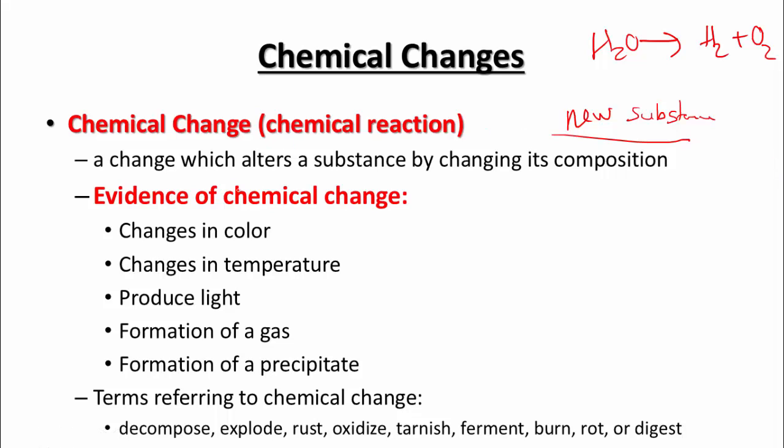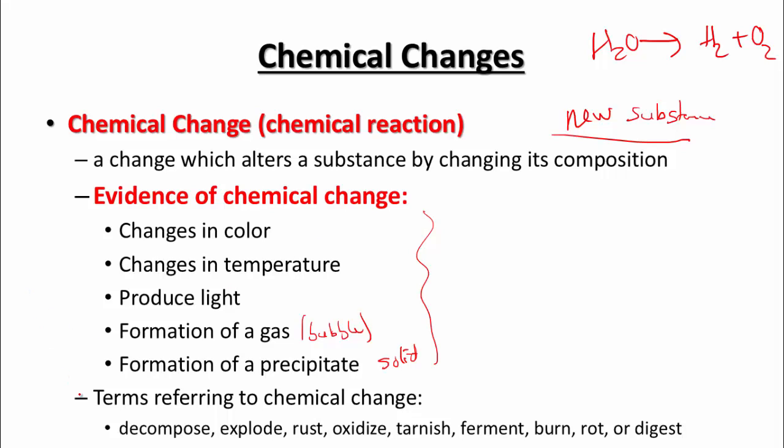Now there's some different pieces of evidence that a chemical change has occurred. If your substance changes color, it is probably a chemical change. If it changed temperature when the reaction happened, it was a chemical change. If light is produced, it was a chemical change. If a gas has been formed, and oftentimes you'll see this because bubbles are produced in a liquid, that's how you know a gas is being formed. Sometimes a precipitate might form. A precipitate is a new solid that forms from two liquids that are mixed together. Okay, so chemical change, a new substance produced, and make sure you're aware of the evidence for chemical change.